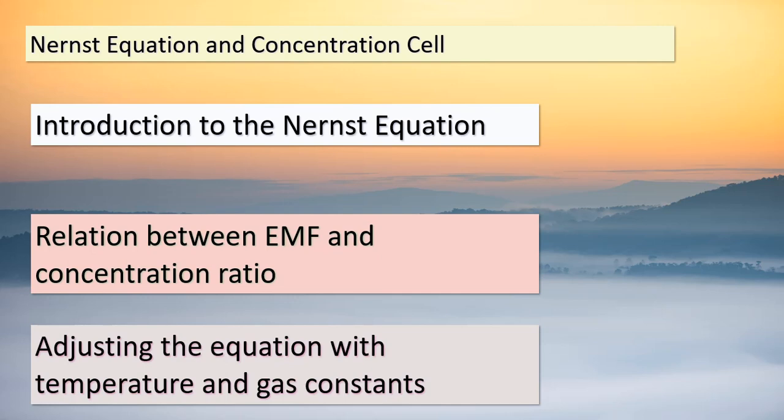But that's not all. Temperature and gas constants play a role in shaping this equation too, allowing us to explore the impact of temperature on our concentration cells. Oh, and let's not forget our steadfast companion, the Faraday constant, which brings charge transfer into the mix. Through the Nernst equation, we gain a deeper understanding of the dynamic interplay between concentration, EMF, and temperature in the captivating realm of concentration cells.